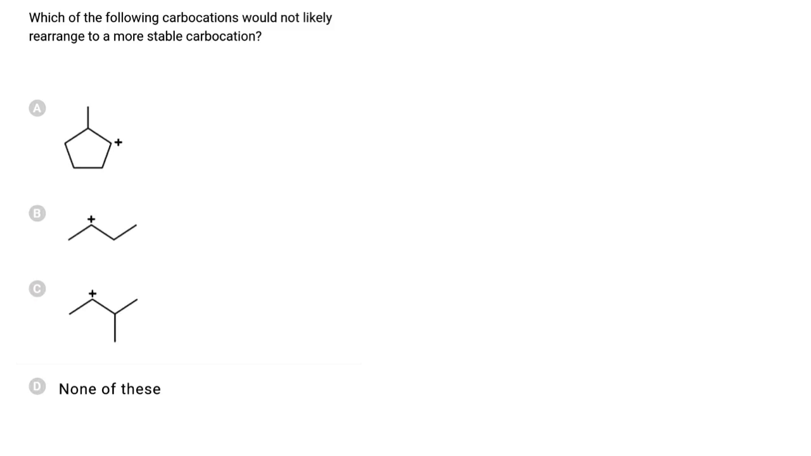In this question we have to find which of the following carbocations would not likely rearrange to a more stable carbocation. Now the motive of rearrangement is higher stability, so those carbocations will rearrange which give a more stable intermediate after rearrangement. For example, in the first case, when rearrangement takes place, this carbocation is 2 degree and this is 3 degree, so the 2 degree is getting converted to 3 degree, which has a greater number of alpha hydrogens.